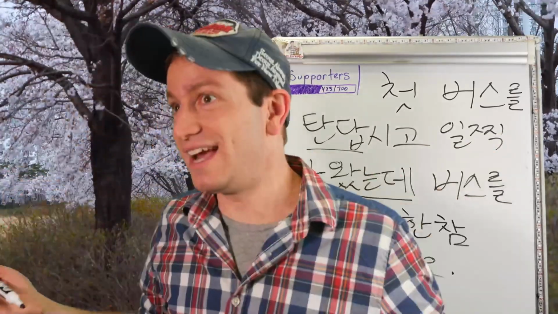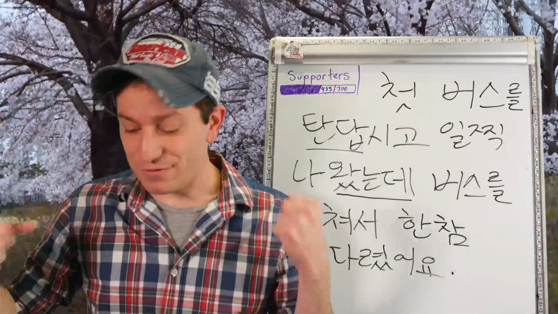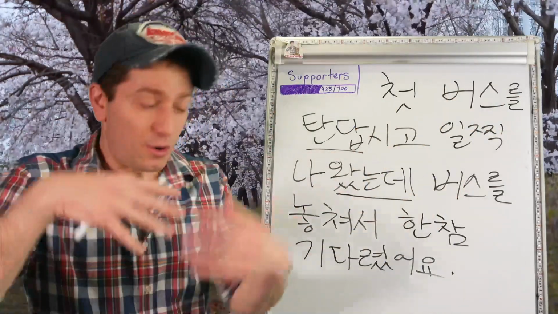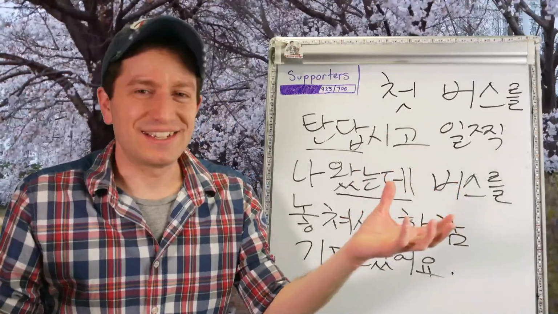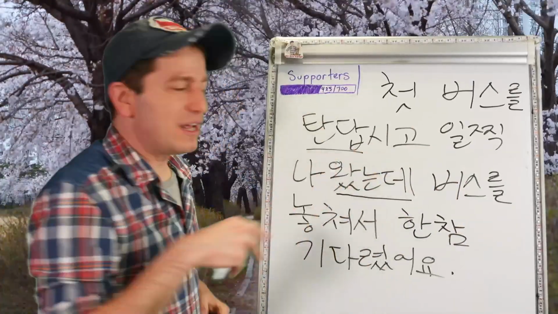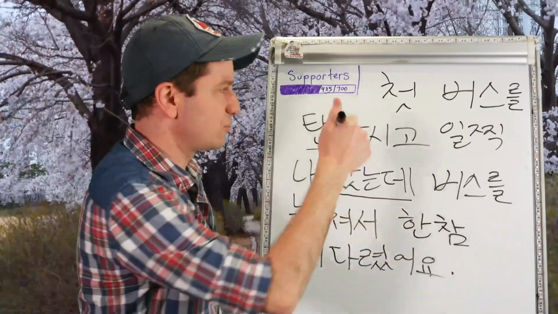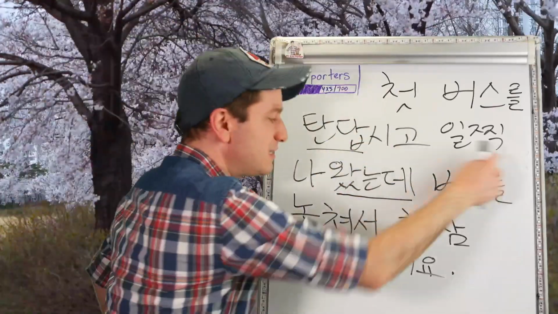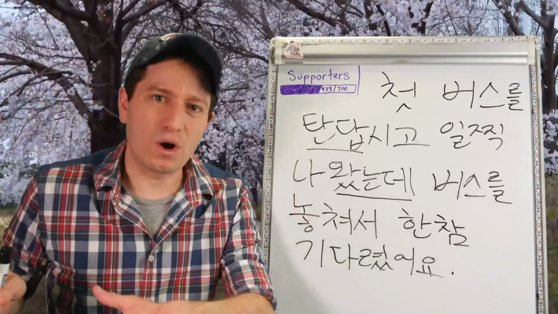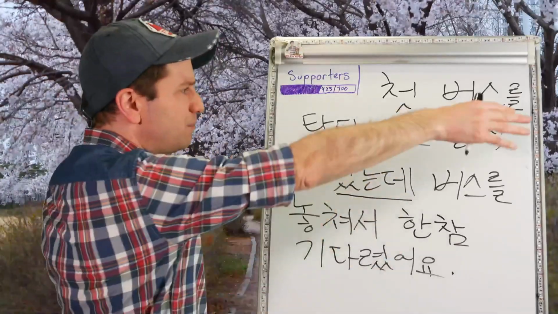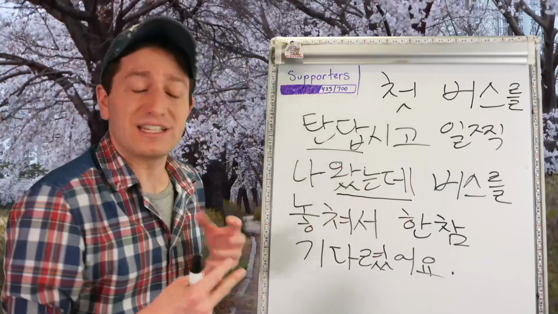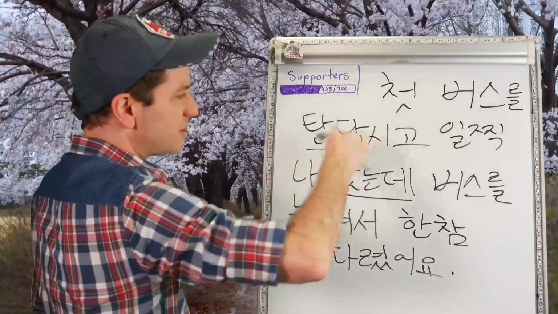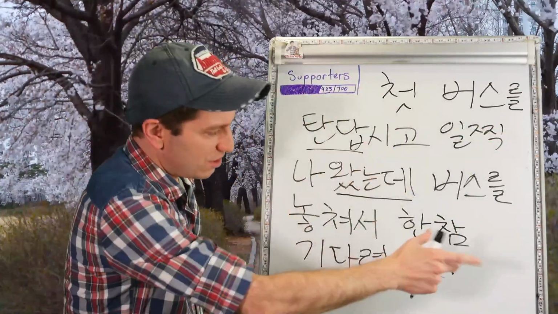첫 버스를 탄답시고 일찍 나왔는데 버스를 놓쳐서 한참 기다렸어요. Well, you see, I was trying to take the first bus, so I left home early, but I missed it and I had to wait for a long time. 첫 버스를 탄답시고, oh, what happened? You messed up. You know that right now. You know that they messed up. But you can think of it grammatically as like 타려고. So like trying to, 타려고, kind of like that. In order to get the first bus, what did I do? 일찍 나왔는데. So you're explaining what it is that you did in order to get the first bus. But you already know. As soon as you hear this, you already know it's not going to work. You hear 답시고. Oh, you messed up.